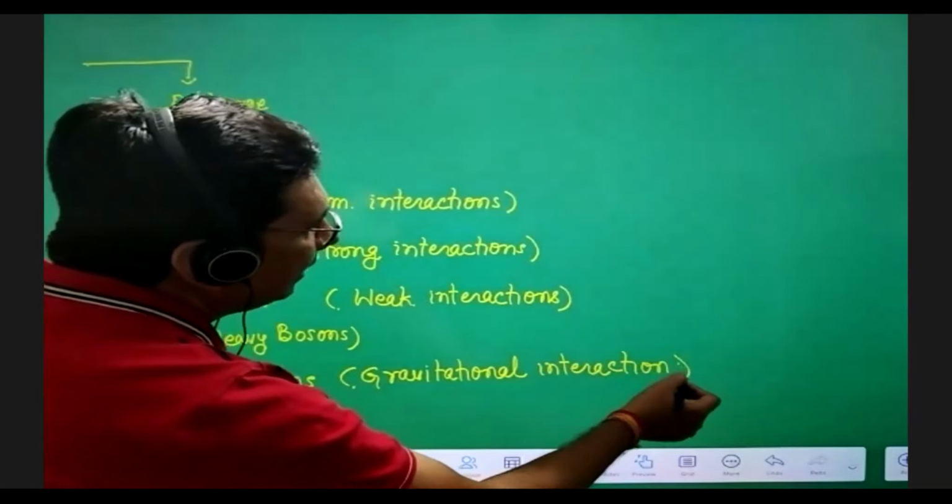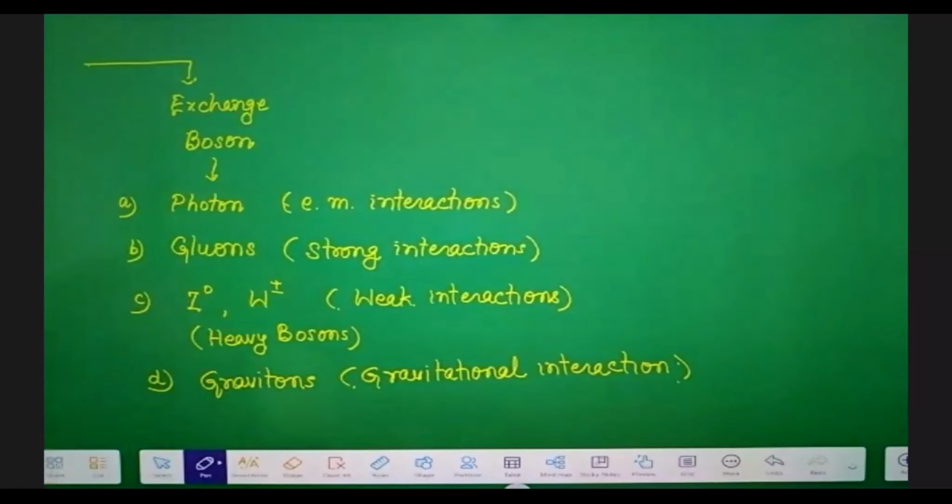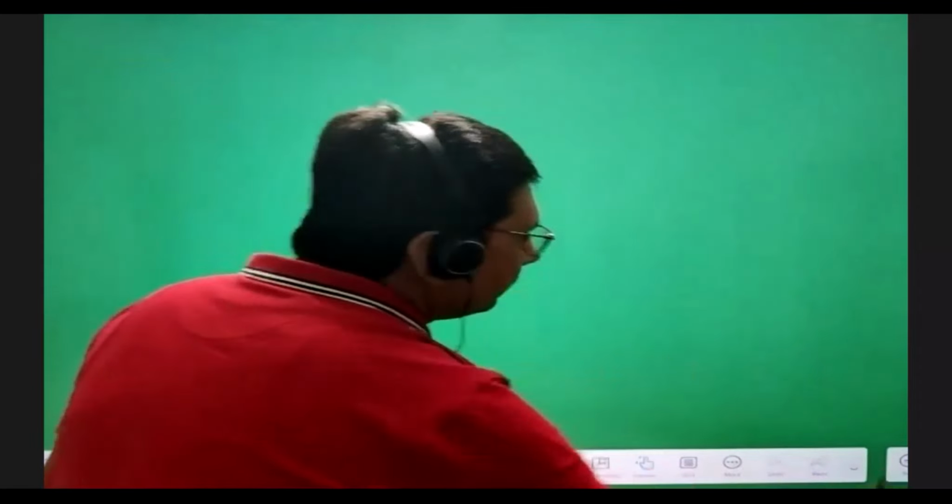So according to the present standard model, these four types of categories are there. So this categorization corresponds to the standard model. Now, one by one, I'm going to discuss every category. So I will start discussing every category of particles. So first category is photons.